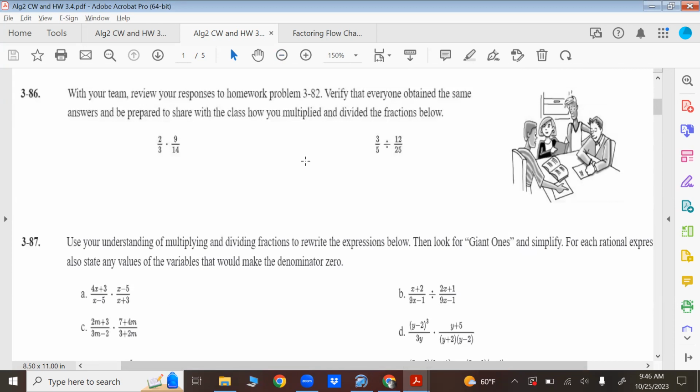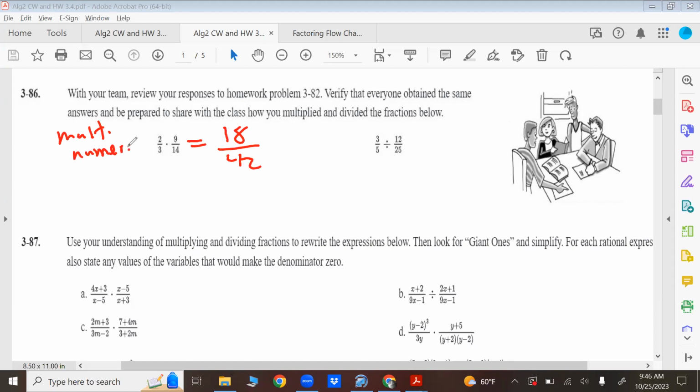This is a nice segue to the last two examples, 87 and 88, because you have to remember how to multiply and divide fractions. Don't want that to be an issue. Tomorrow, Thursday, we are going to talk about adding and subtracting fractions. So if you forgot that, don't worry, we'll go through that too. When you multiply fractions, you simply multiply numerators and denominators.